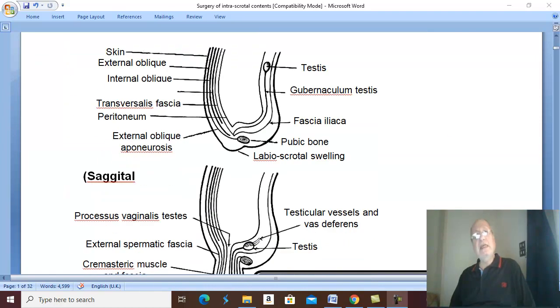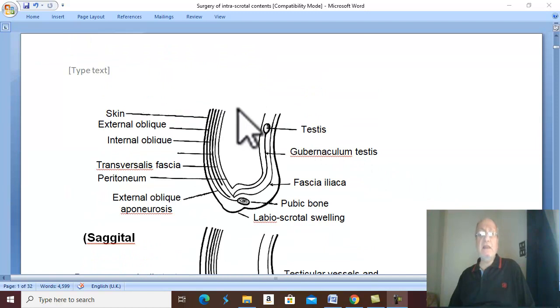We all know the development of the testis. Originally, the testis is formed on the posterior abdominal wall in the lumbar region, and its lower pole is connected to a fibromuscular contractile structure called gubernaculum.